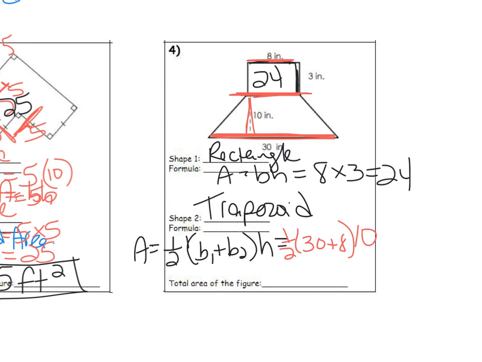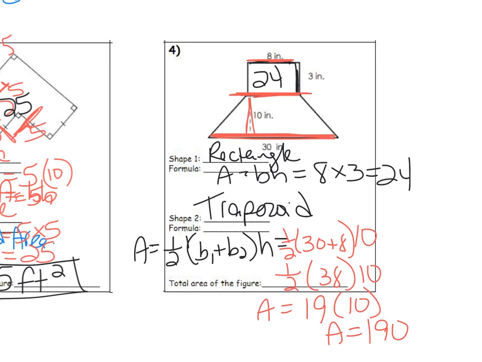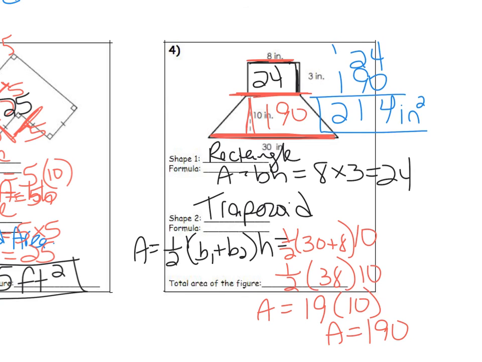So now we're going to go ahead and add the bases. So half equals 38 times 10. So half of 38 is 19 times 10. So the area for the trapezoid is 190 square units. So then all you have to do in order to find out the total area of this composite figure is add 24 plus 190. So the area is going to be 214 square inches.